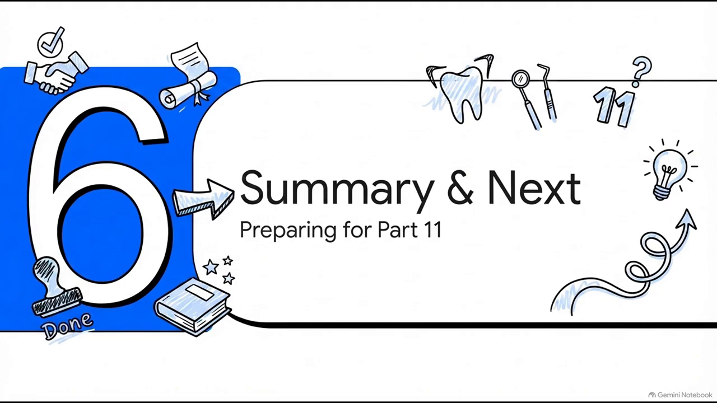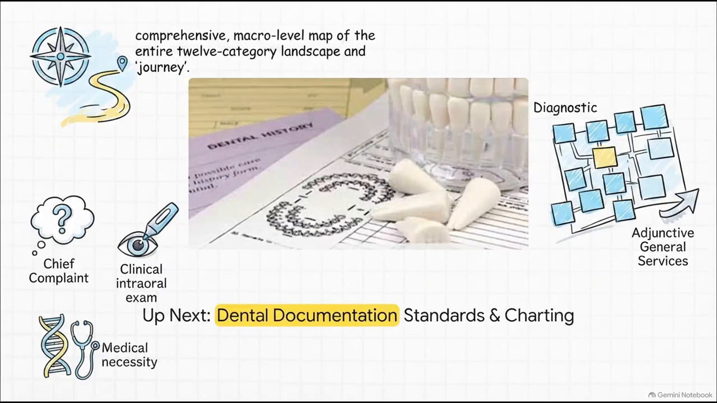Section 6, Summary, and our teaser for Part 11. Okay, you now possess the complete architectural blueprint to read any individual CDT code entry. You understand the procedure code, the nomenclature, and the descriptor. You've also got this comprehensive macro-level map of the entire 12-category landscape, right from diagnostic all the way to adjunctive general services. So here's the million-dollar question. How do we take these pristine, highly organized codes and apply them to the messy reality of a patient's medical record? Well, that is exactly what we tackle next.